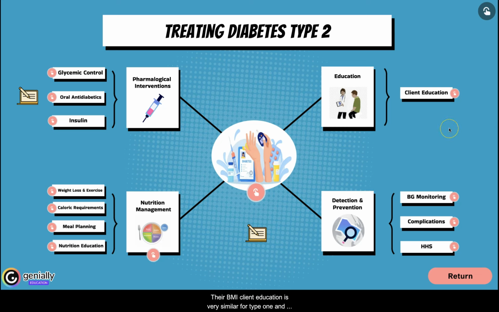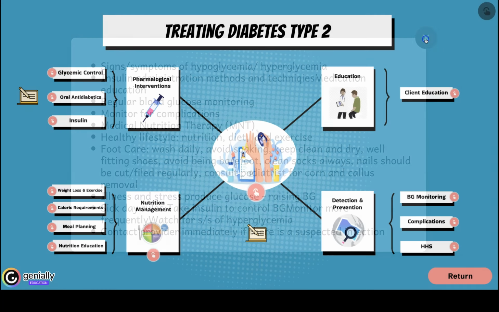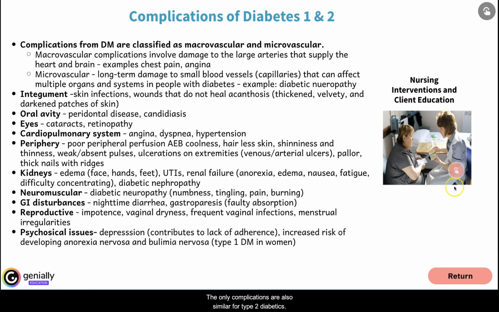Client education is very similar for type 1 and type 2. It's basically the same thing, the same thing we talked about with type 1 diabetes. And then blood glucose monitoring is also similar. The complications are also similar for type 2 diabetics.